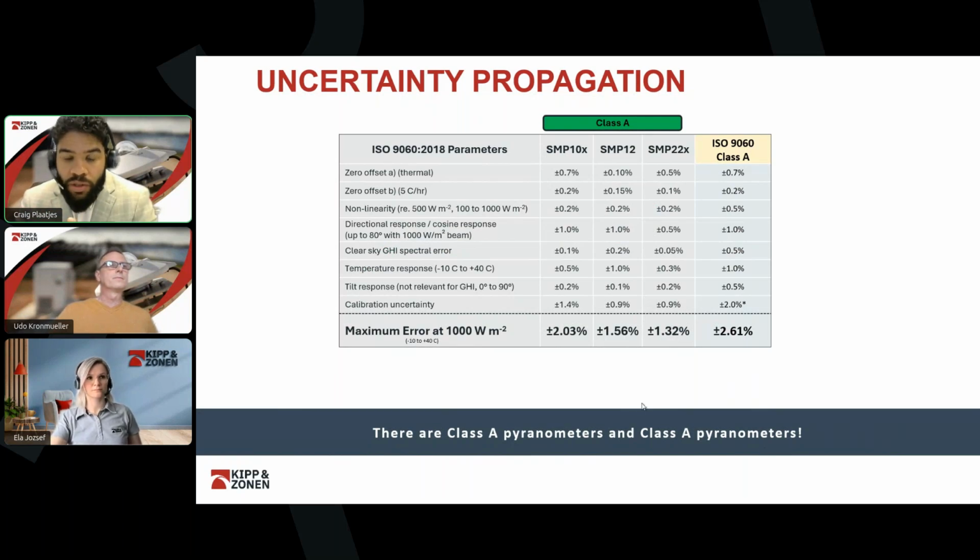As the conditions change throughout the day, as the zenith and azimuth angles change, you're going to have different conditions and your uncertainty is going to fluctuate higher and lower. What you see in the ISO standards is the absolute maximum that it can go to. What we put in our data sheets is the maximum that we're guaranteeing in our devices.